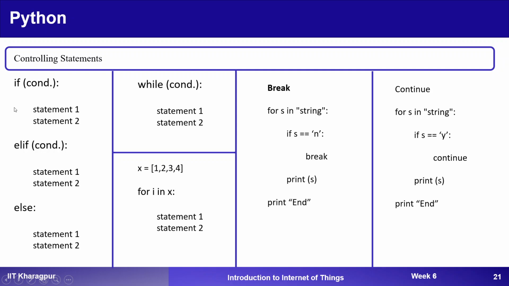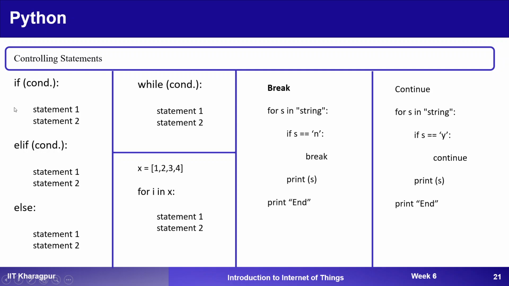Now the loops. So while and for loops are present in Python. Same concept, inside while you have to write the condition, and after that you have to write a colon, and inside your loop you are going to write the statements which you want to run in the loop.